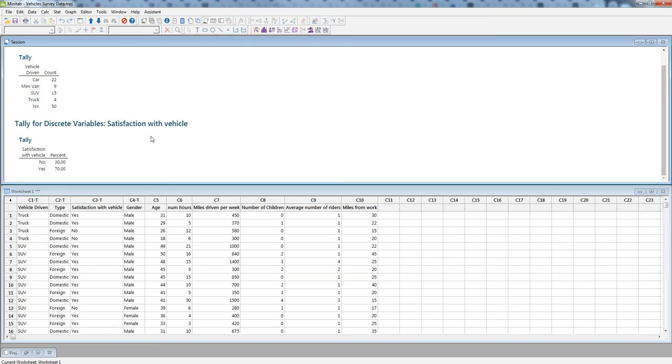All right, that's the end of tables. Let's make some charts, yo. So if you remember charts, C for categorical variables, you could only do charts to categoricals. And I've already used vehicle driven and satisfaction.